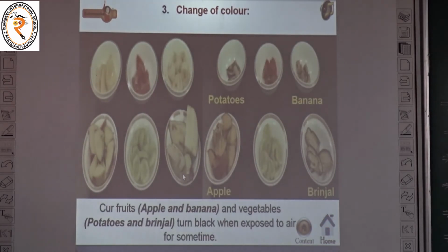Then, change of color. Look at the picture. Cut fruits like apple and banana and vegetables, potatoes and brinjal turn black when exposed to air for some time. Why? Because they react with the oxygen that is present in the air. So it can change the color of the object or substances.